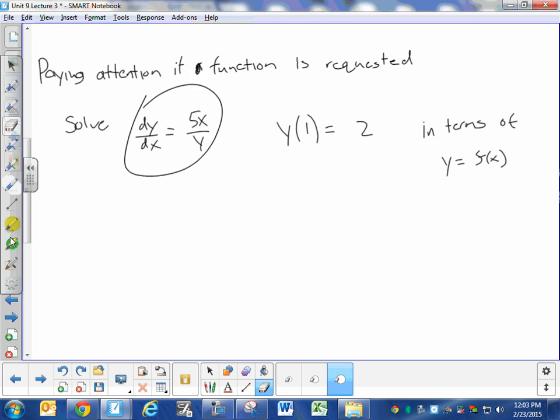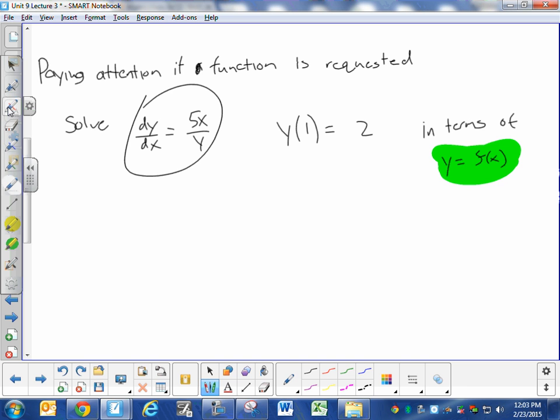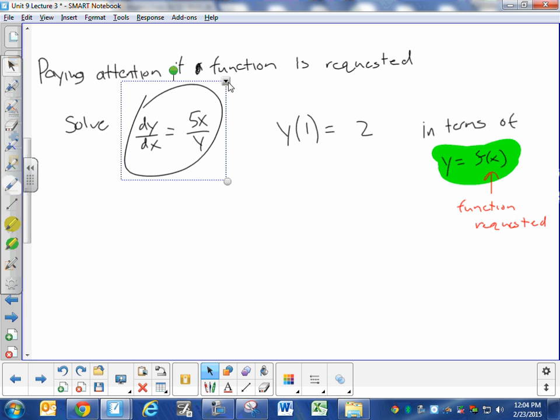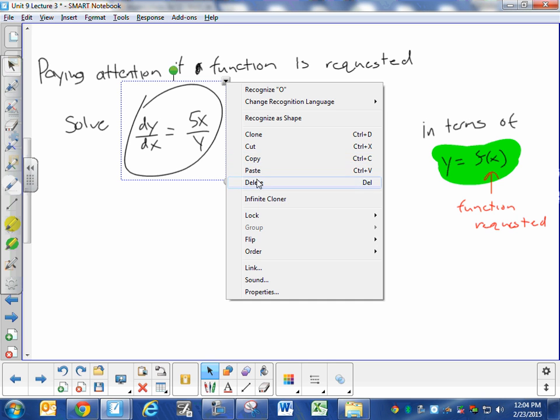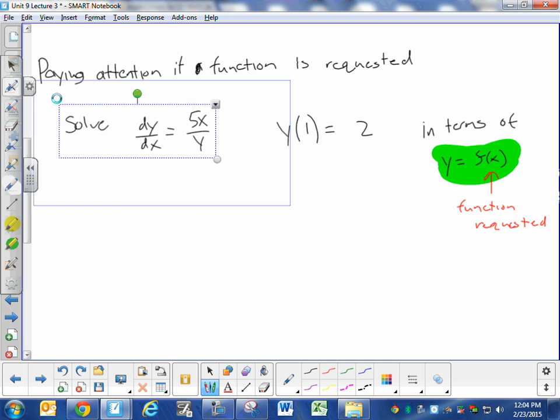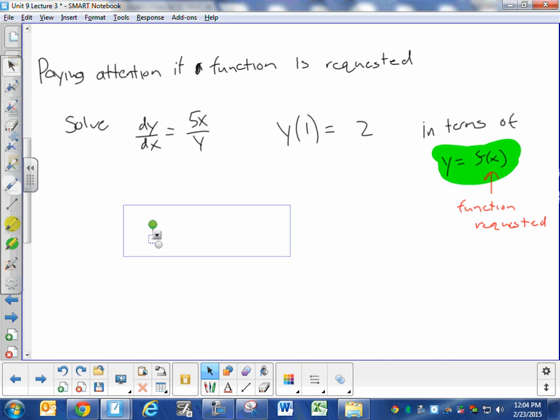So what's interesting is that they will ask you to provide a solution to a differential equation that is a function. So they say, solve this in terms of y equals f of x. They are requesting a function. And they're telling you that y of 1 is 2. Well, let's see how that's going to work out. We know that the first step is to separate our variables.